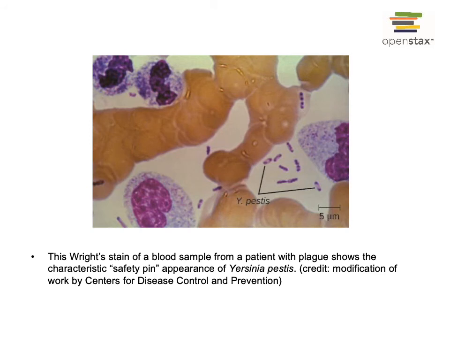This image shows the very unique and characteristic appearance of Yersinia pestis when it's examined under a microscope. It looks like a little safety pin. If you don't know what a safety pin is, you'll have to look that up. But this is a very characteristic appearance of what it can look like when it is stained and examined under the microscope.